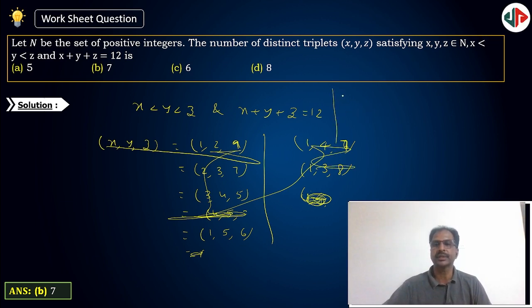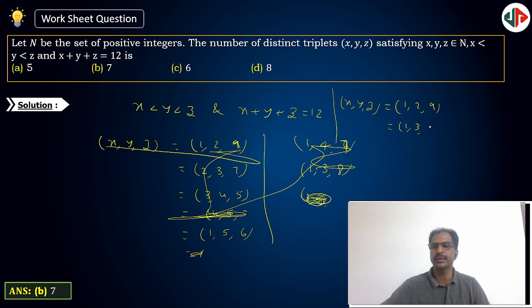Of distinct triplets x, y, z satisfying x < y < z and x + y + z = 12. So let us write the cases 1 to 9. Sum should be 12 and x < y < z.